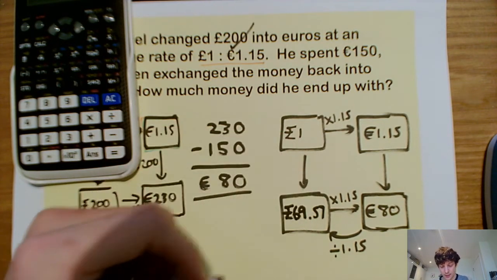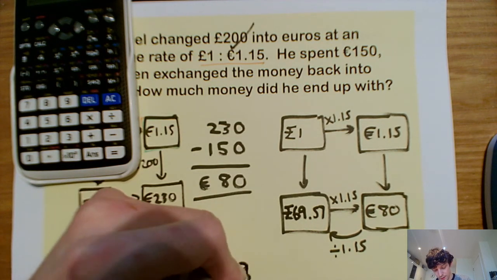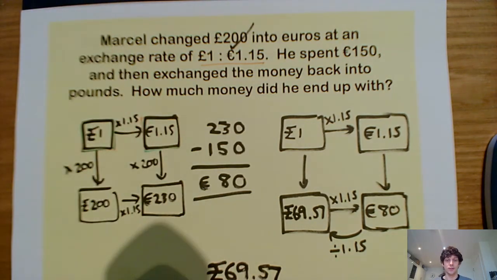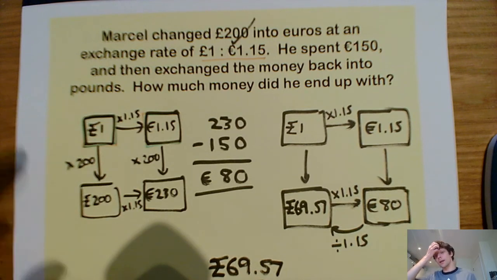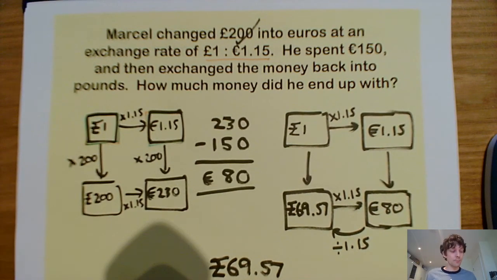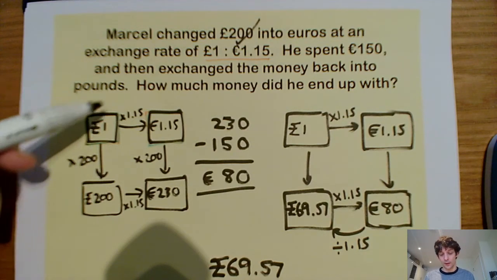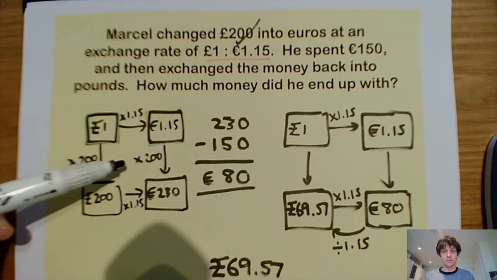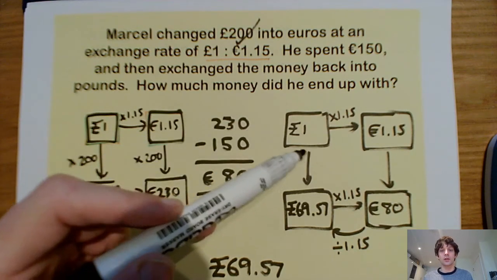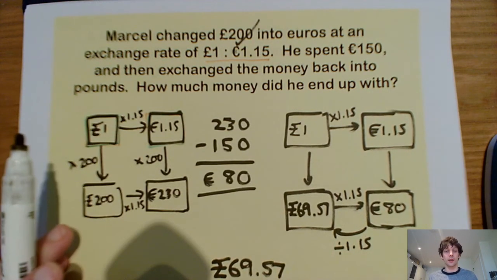Okay, so how much did he end up with? Well, he's ended up with £69.57. Okay, so you can see quite a bit extra in there, quite a bit more work, but each step no harder than what we've done before. We converted an amount from pounds to euros, we had a calculation to do in euros, nice simple subtraction, and then we had a calculation to do back.